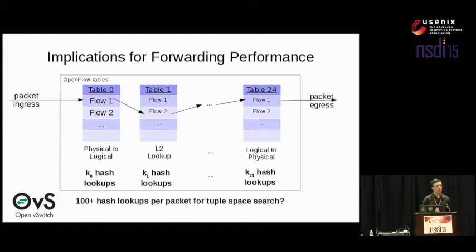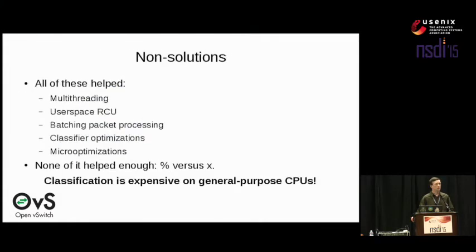We added multi-threading to user space. The Open vSwitch kernel module has always been multi-core and multi-threaded. We even implemented some fairly advanced forms of synchronization for user space, including a user space read copy update library. We added some fairly aggressive batching of packet forwarding. We optimized our classifiers in a couple of ways, and the paper talks about those. And we did several micro optimizations throughout the switch.